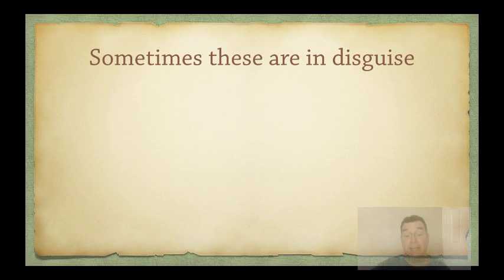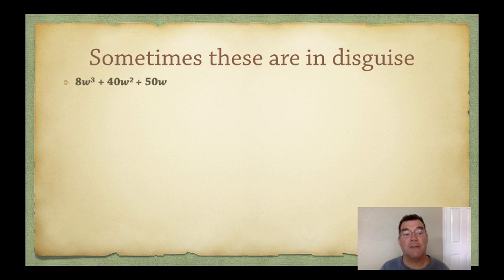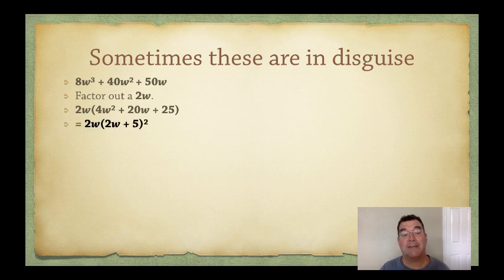All right, now again, sometimes these are in disguise. So if I had 8w to the third plus 40w squared plus 50w, I can factor out a 2w out of both of those, leaving me with 4w squared plus 20w plus 25. And that can factor to be 2w times 2w plus 5 all squared.